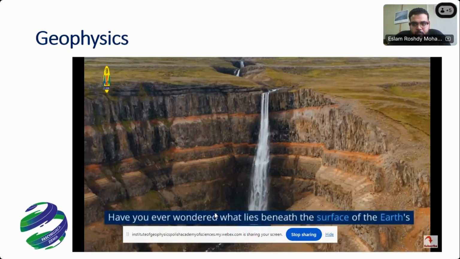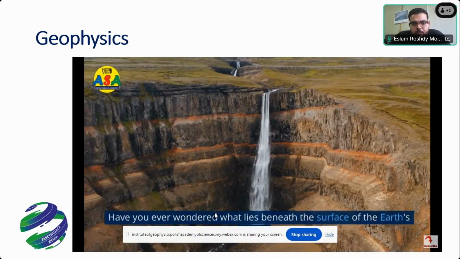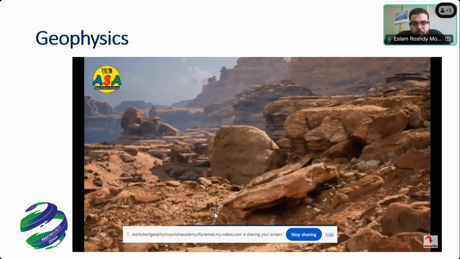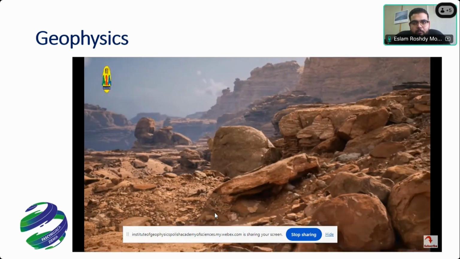Have you ever wondered what lies beneath the surface of the Earth's crust? That's where geophysics comes in.